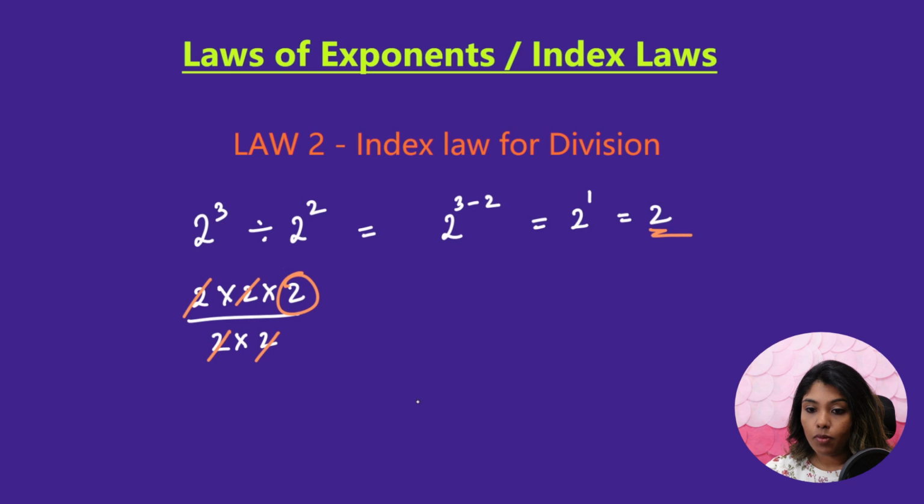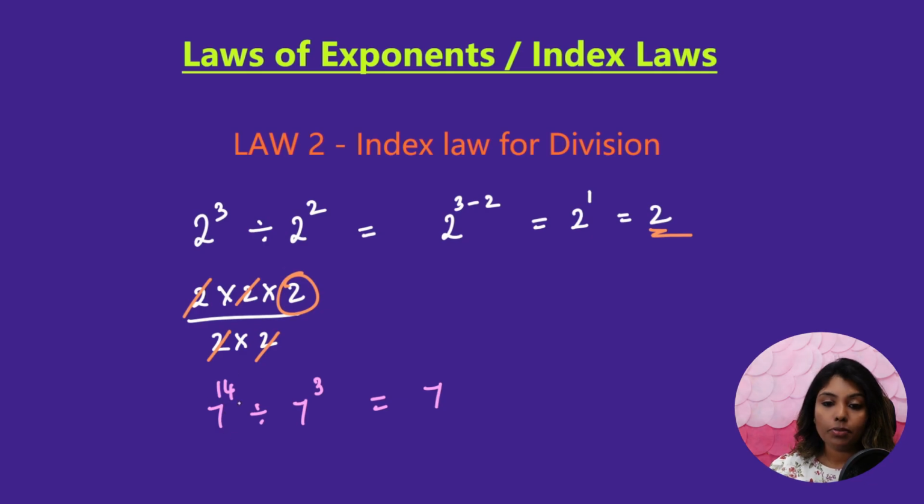We'll try maybe one more. So let's say you have 7 to the power of 4 divided by 7 to the power of 3. Okay, let me change the number, so let's say 7 to the power of 14 divided by 7 to the power of 3. Then you just have to do 7 to the power of 14 minus 3. Again, remember, the bases have to be the same in order to apply this index law, otherwise you cannot. So 7 to the power of 14 minus 3 will give you 7 to the power of 11. So that's the index law for division.